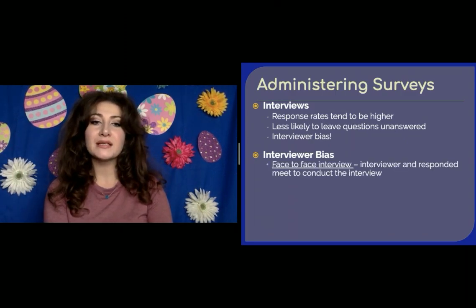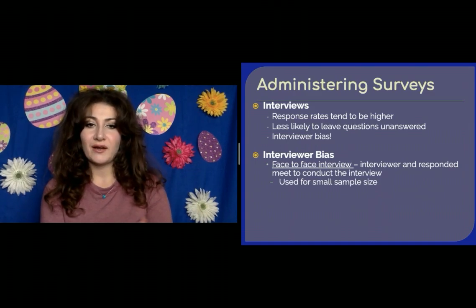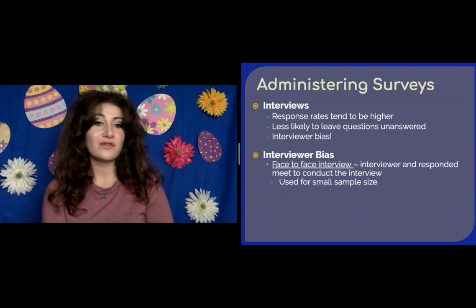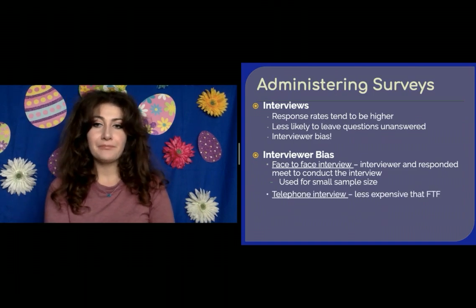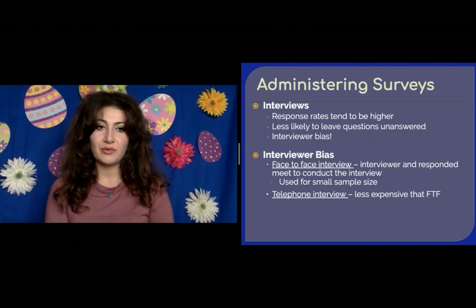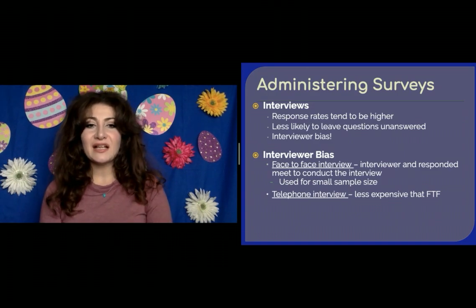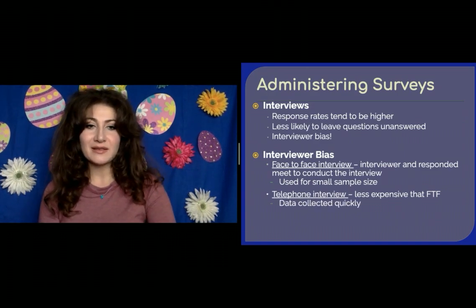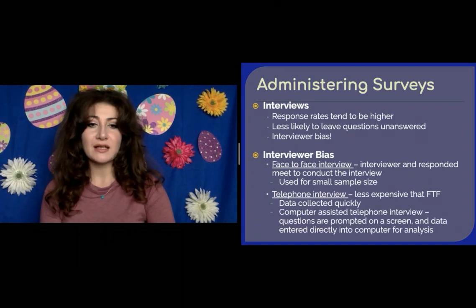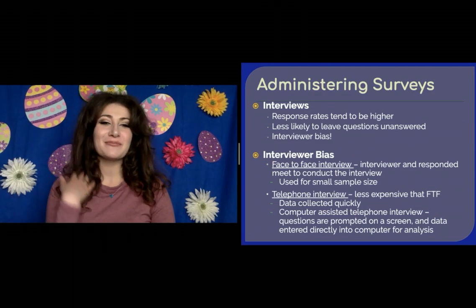So if we talk about interviewer bias, this typically gets introduced in some sort of face-to-face interview. So the interviewer and respondent meet to conduct the interview. Of course, this is used for a smaller sample size because we would definitely have less time to meet face to face with people than if we just email blasted everybody a survey. A telephone interview is less expensive than a face-to-face interview. It does allow us to get data collected quickly, but it is very common for people to hang up the phone.